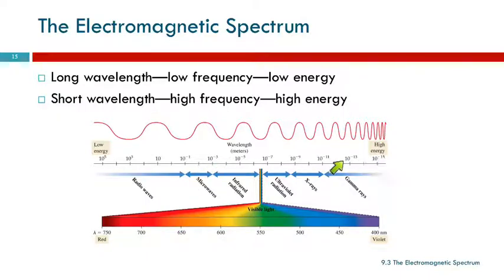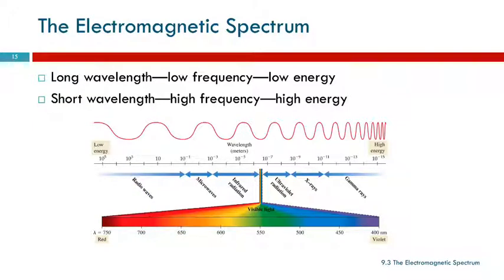Here on this number line, we have the wavelength listed in meters. So this is 10 to the 5th meters, which would be 100,000 meters, really long. And over here we have 10 to the minus 15th meters, which is extremely short. So these wavelengths vary tremendously. The long wavelengths are radio waves.